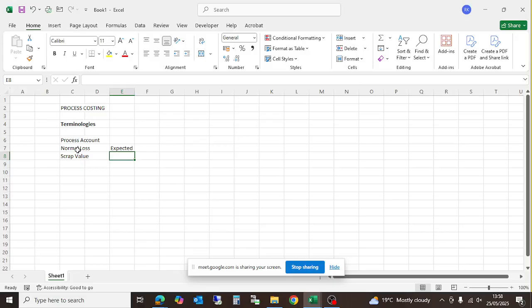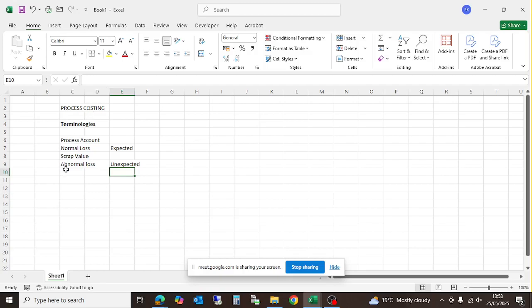And then we also have an abnormal loss. An abnormal loss is basically more like a normal loss. It's just that this one is unexpected. You didn't expect it to happen. An unexpected loss is what we call an abnormal loss. So the loss is made up of two components: the normal loss and the abnormal loss. The normal loss is something we expected. The abnormal loss is something we did not expect.